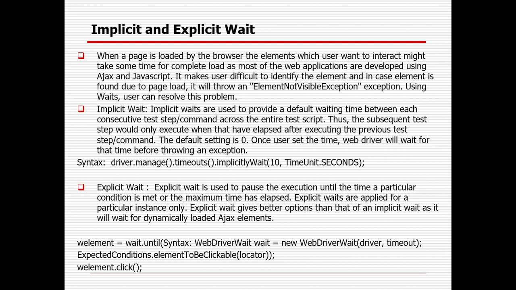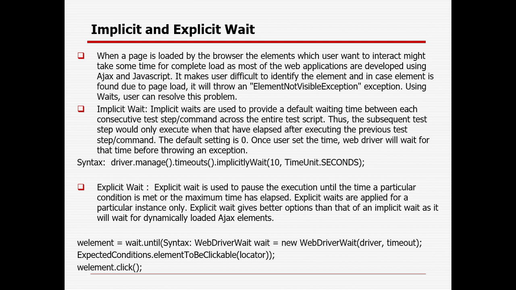So implicit waits are used to provide a default waiting time between each consecutive step or command across the entire test script. Thus, the subsequent test step will only execute when the specified time has elapsed after executing the previous test step or command, right? So the default timeout, in case you are not giving it, will be 0 seconds. So how can you give it?